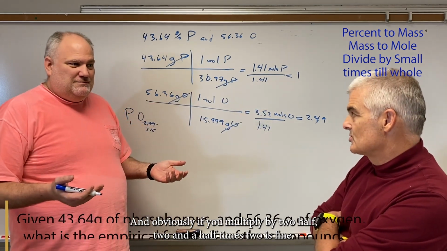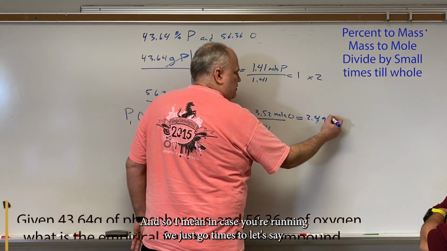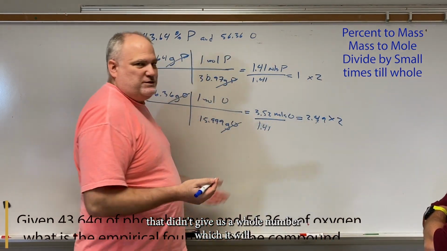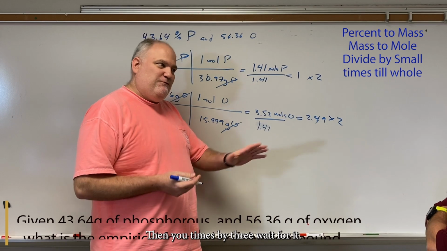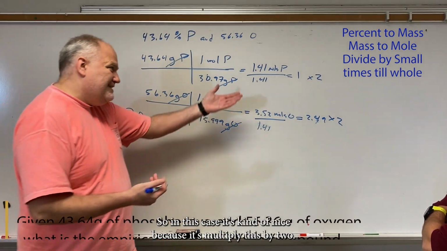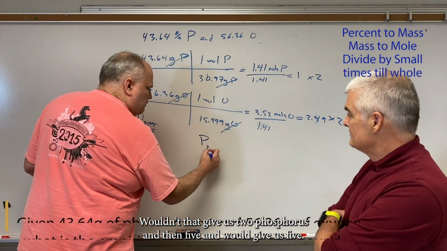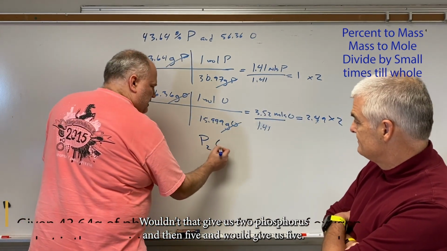Obviously if you multiply by 2, 2.5 times 2 is 5. So in case you were wondering, we just go times 2. Let's say that didn't give us a whole number, which it will. Then you times by 3. If that doesn't work, we times by 4, by 5, and follow it through. In this case, it's kind of nice because if we multiply this by 2, that gives us 2 phosphoruses and 5 oxygens.